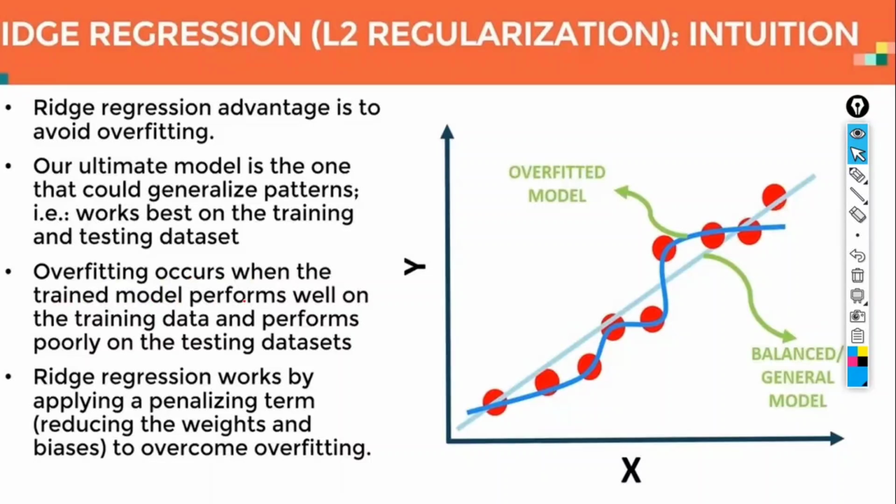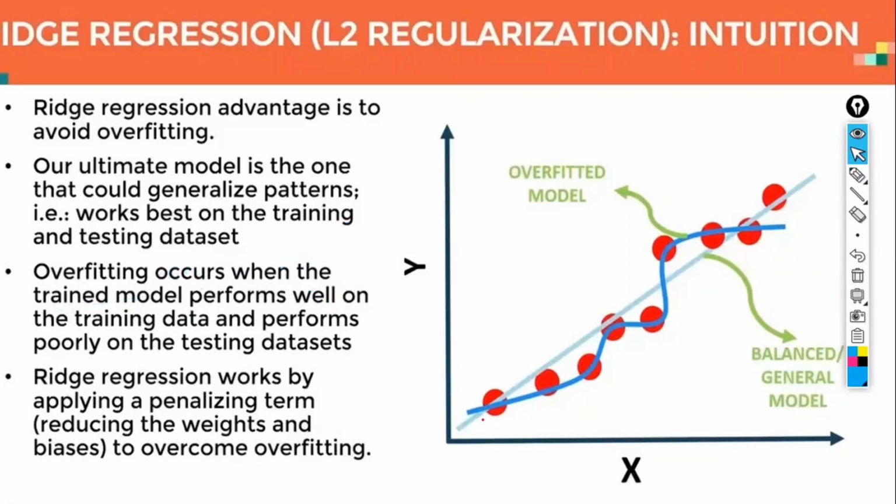Overfitting occurs when the trained model performs well on the training data and performs poorly on the testing data. Performing well means the train accuracy is high, and the test accuracy is low. Then it is called the overfitting problem. So overfitting occurs when we have very high train accuracy and low test accuracy. Now ridge regression will work by penalizing this in order to reduce the overfitting.